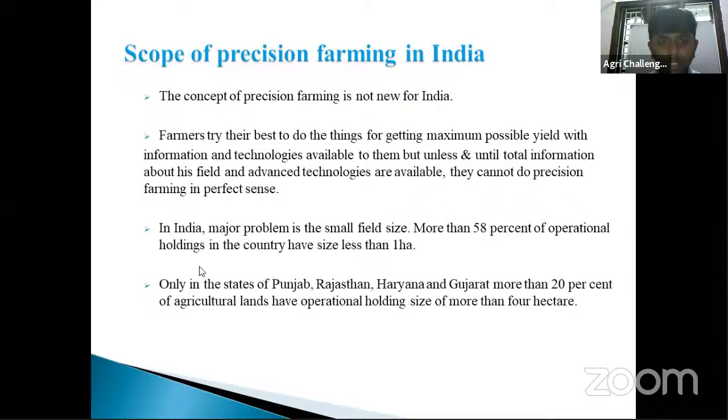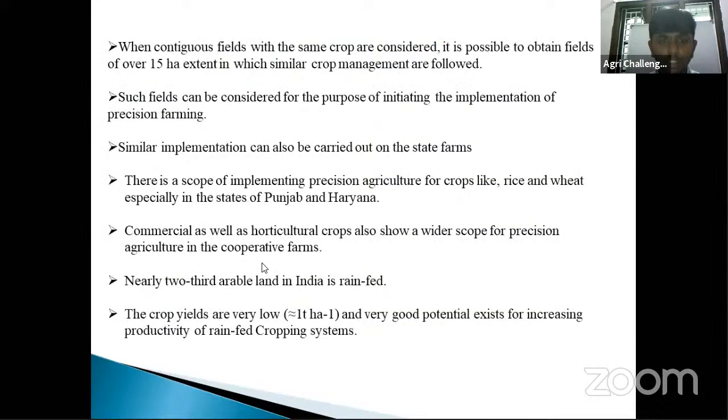Keep 5 to 10 minutes silence, then we will conclude. When continuous fields with the same crop are considered, it is possible to obtain fields of over 15 hectares extent in which similar crop management is followed. In the case of a particular state, we can go for precision farming where the continuous single crop extent is more. Such fields can be considered for the implementation of precision farming tools.